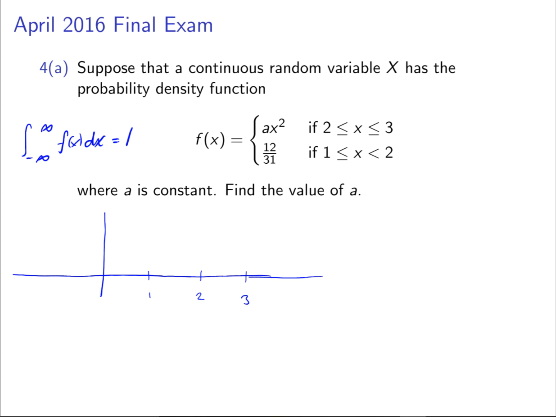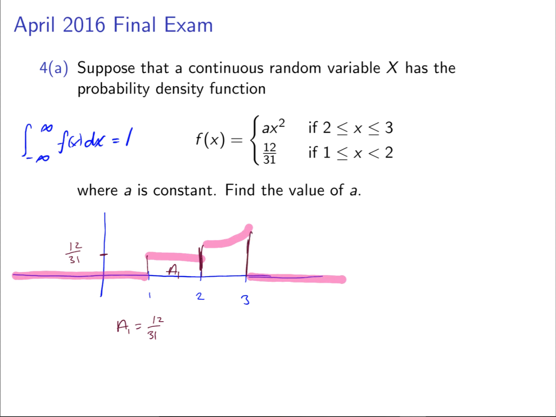Our probability density function only exists between 1 and 3, so we can assume it's 0 everywhere else. Between 1 and 2, it's this constant positive value. And then between 2 and 3, it's some quadratic value, a times x squared. So let's start thinking about the area under the curve. This constant value is 12 over 31. So the area here is 12 over 31. It's a rectangle with base 1 and height 12 over 31.